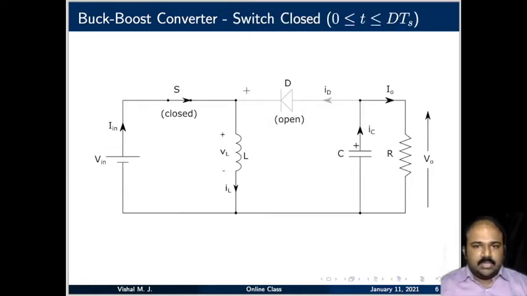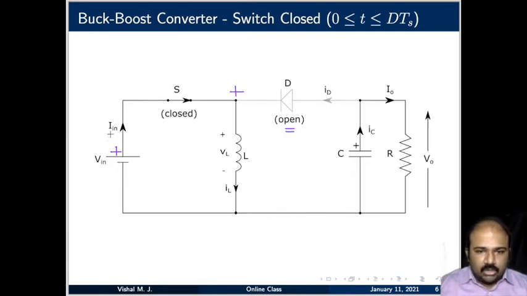So the buck boost converter with the switch closed, which is from 0 to DTs in a switching period. Until DTs, the switch is closed. When the switch is closed, you see the switch is closed here. The positive of the voltage comes here. See, the positive terminal comes directly here, and the diode becomes open circuited. So that's why it is shown as open here.